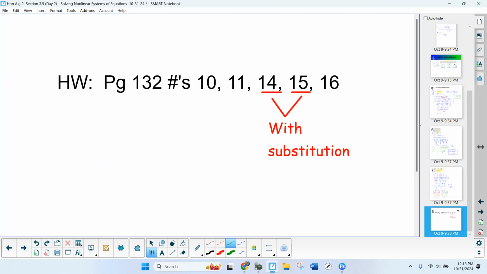Now, guys, 10, 11, and 16 are with what? Calculator. 14 and 15, you have to show me what? So it's too short.